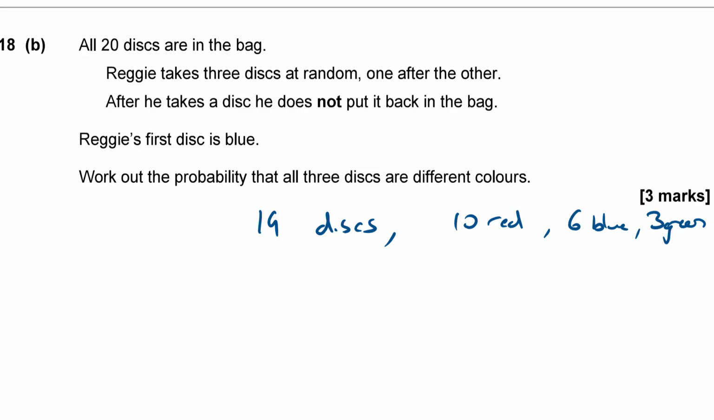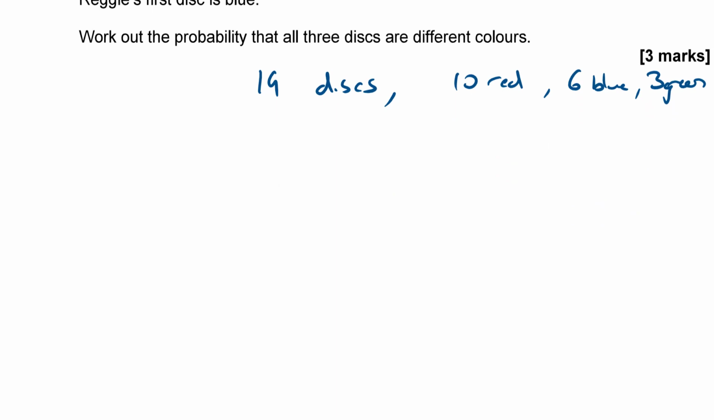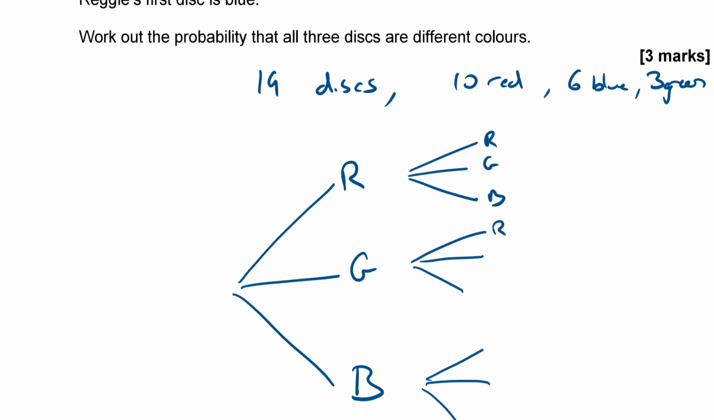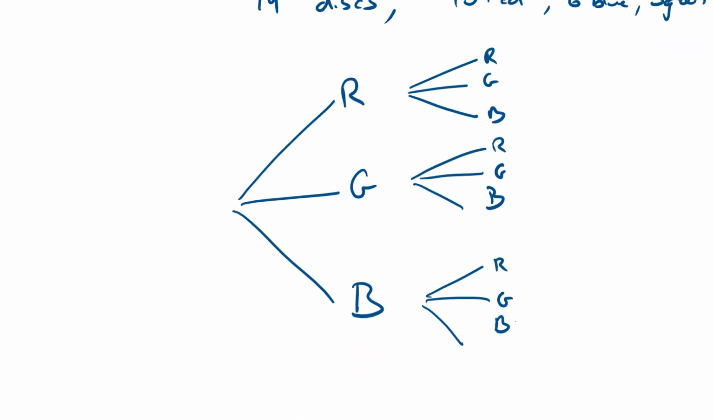So for my second selection, I'm interested in the probability that all 3 discs are different colours. So in other words, it doesn't pick blue again, I suppose. So what could happen? I could pick red or green or blue on the second selection, and then I could pick red or green or blue, on my third selection, wouldn't it? So what are the probabilities along each of those arms? To start off with, there are 10 red out of 19, 3 green out of 19, and 6 blue out of 19.